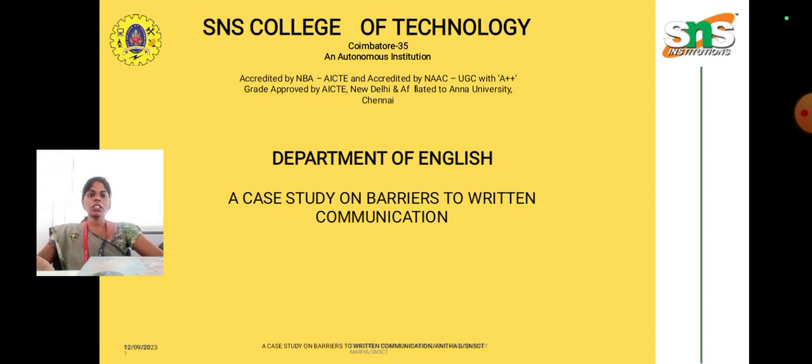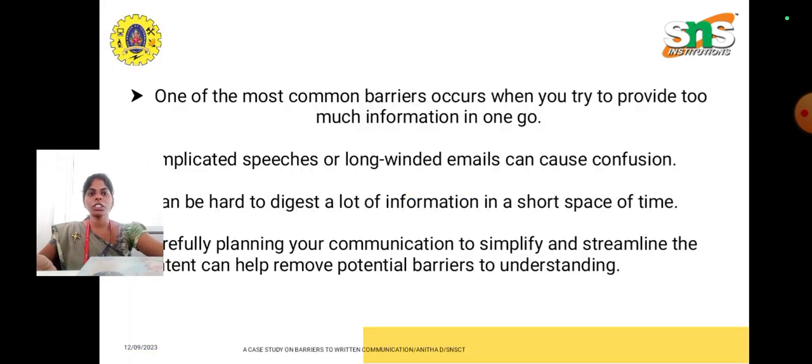The topic I have been given is barriers to written communication. One of the most common barriers occurs when you try to provide too much information in one go. For example, if you try to say many things in a single paragraph, it is very tough for the reader, who may not be able to understand what you are trying to say.